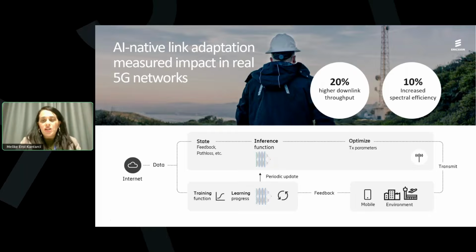But in a nutshell, I think what I can say is we see the real gains from AI in the field with real features, and we see that there is room for improvement. Our vision is that we will build onto our foundations in 5G and move to 6G with solid findings and foundations. Thank you.